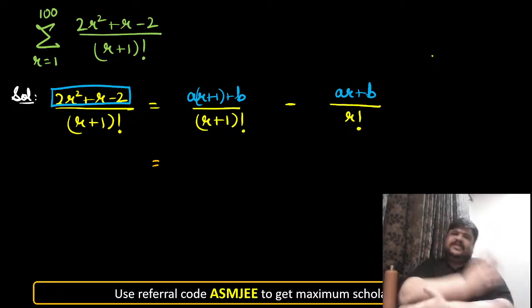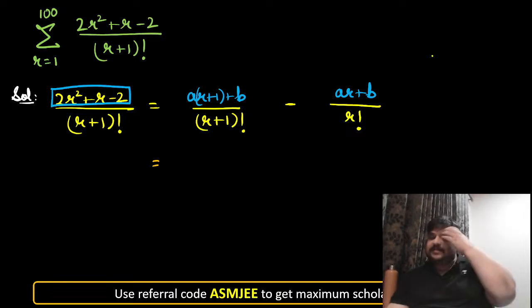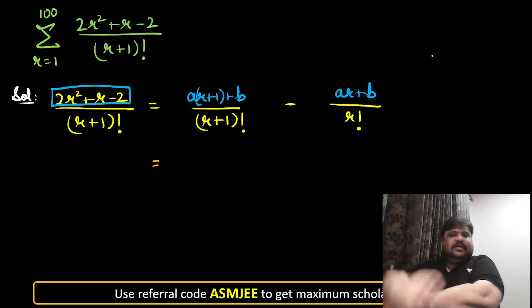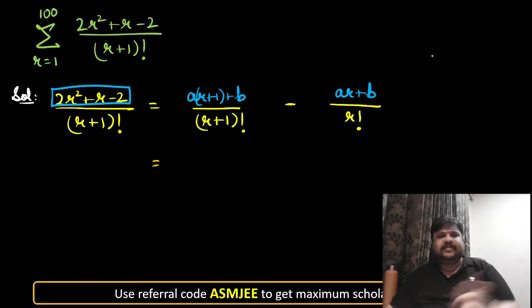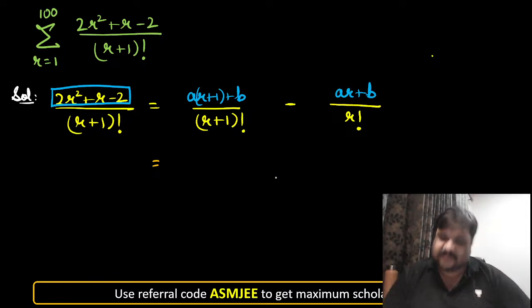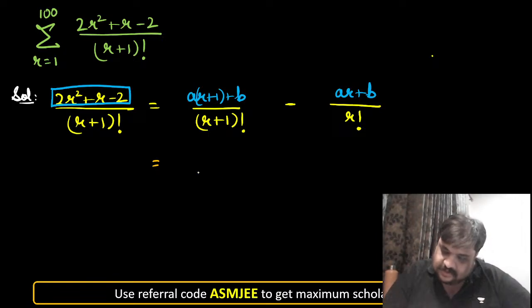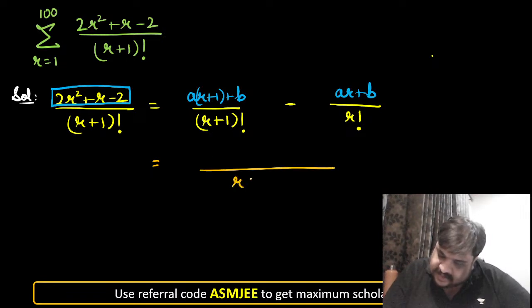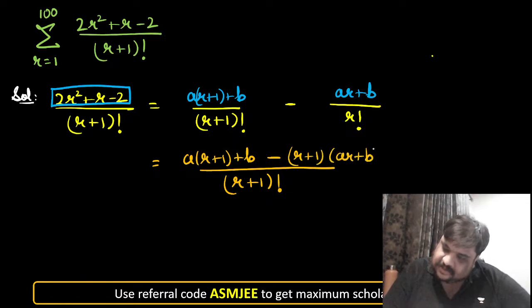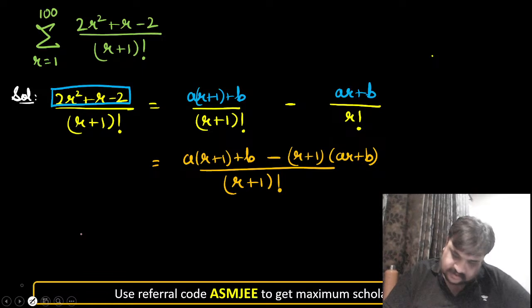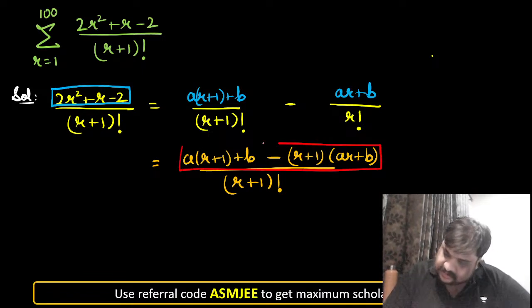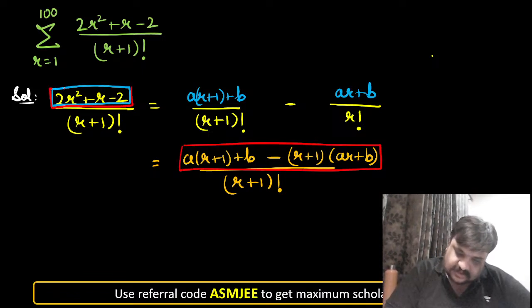Yes. You can choose first one can contain R factorial, other one has R plus 1 factorial. Order doesn't matter. Automatically the coefficients will come out to be negative of the other case and you will get the same answer. So if you take LCM, you will get R plus 1 factorial, A times R plus 1 plus B minus R plus 1 into AR plus B. Now what you want is this whole thing to match with this.